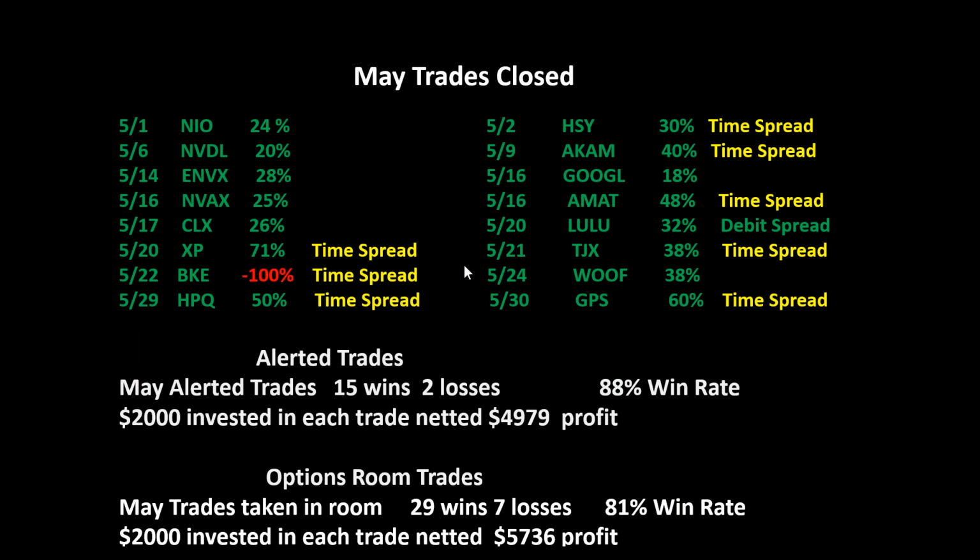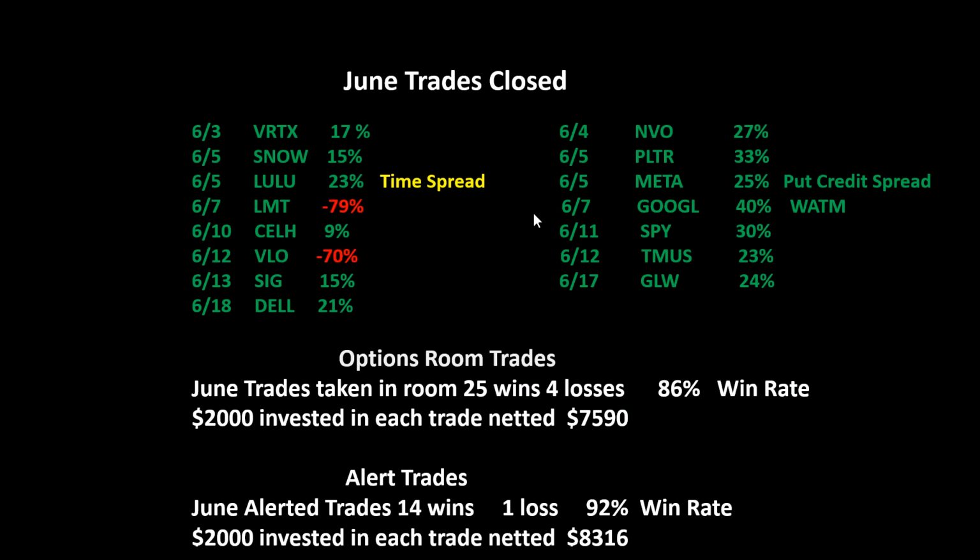And again, this was the May trades. This was a June trade. Again, only one time spread here because the earnings season is pretty much gone. Earnings season starts again in July, starting next week. But we just had one in Lulu.